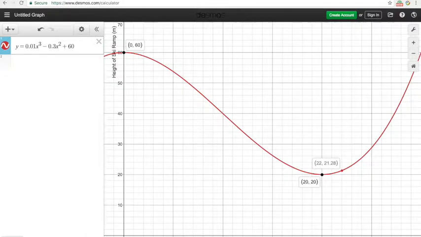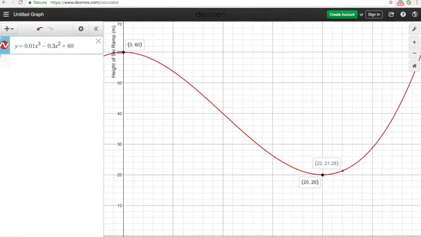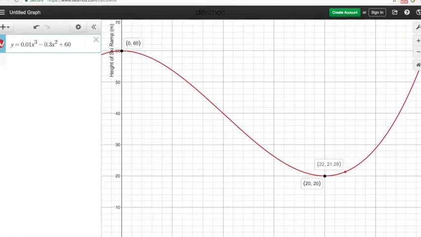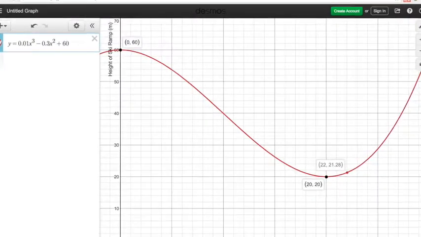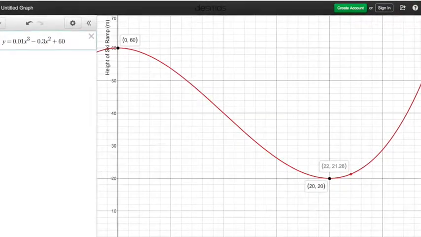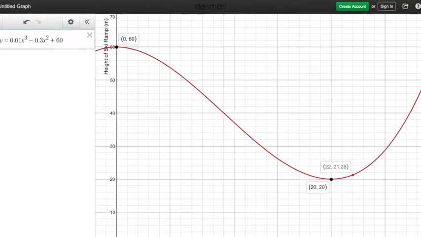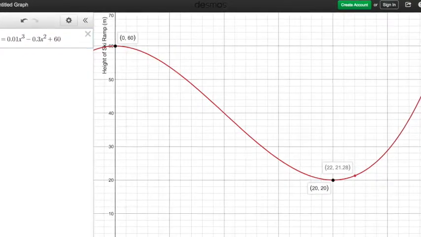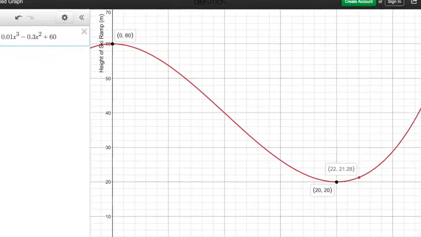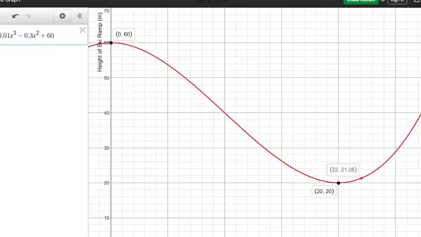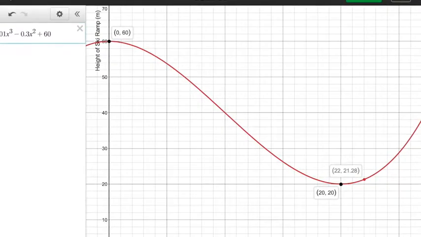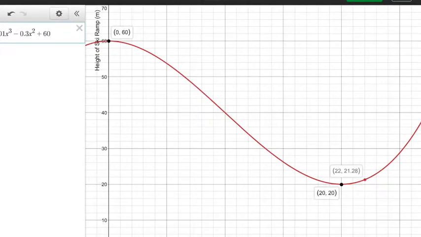As we can see in this graph, over the interval x equals 0 to 22, we can identify the steepest point on the ramp, which is the point of inflection at the point (10, 40), between the two turning points at x equals 0 and x equals 20. We can see the concavity between x equals 0 and the point of inflection is down, and the concavity between the point of inflection and x equals 22 is up. So it proves my answer.